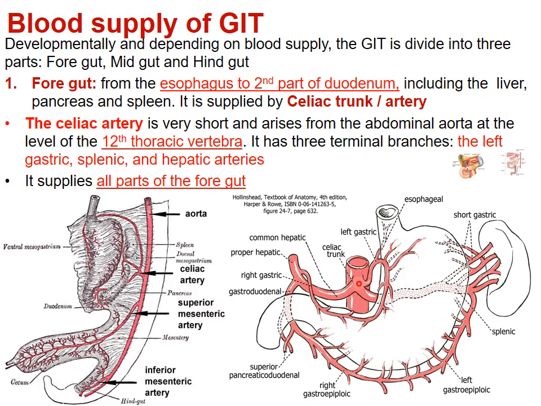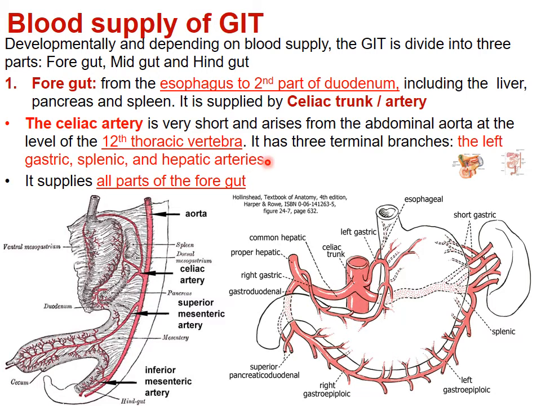Now here, this is the celiac trunk arising, a very short one. But as it arises, it divides into 3 branches. One goes to the right, the other goes to the left, and the other also goes to the left. Now, first, this branch is called the left gastric artery. This one is called the splenic artery, and this one is called the common hepatic artery.